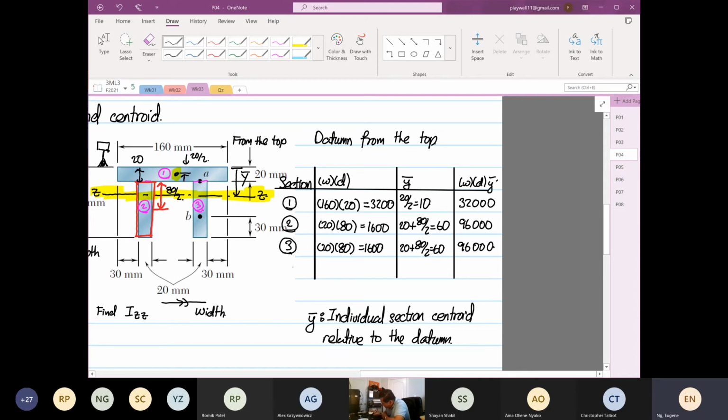Then the last column, you do the summation. You do the summation for the area and the summation of the W, D, Y bar. So 320 plus 160 plus 160 is equal to 640. And 96,123 times 2 plus 32,123 is equal to 224,123.